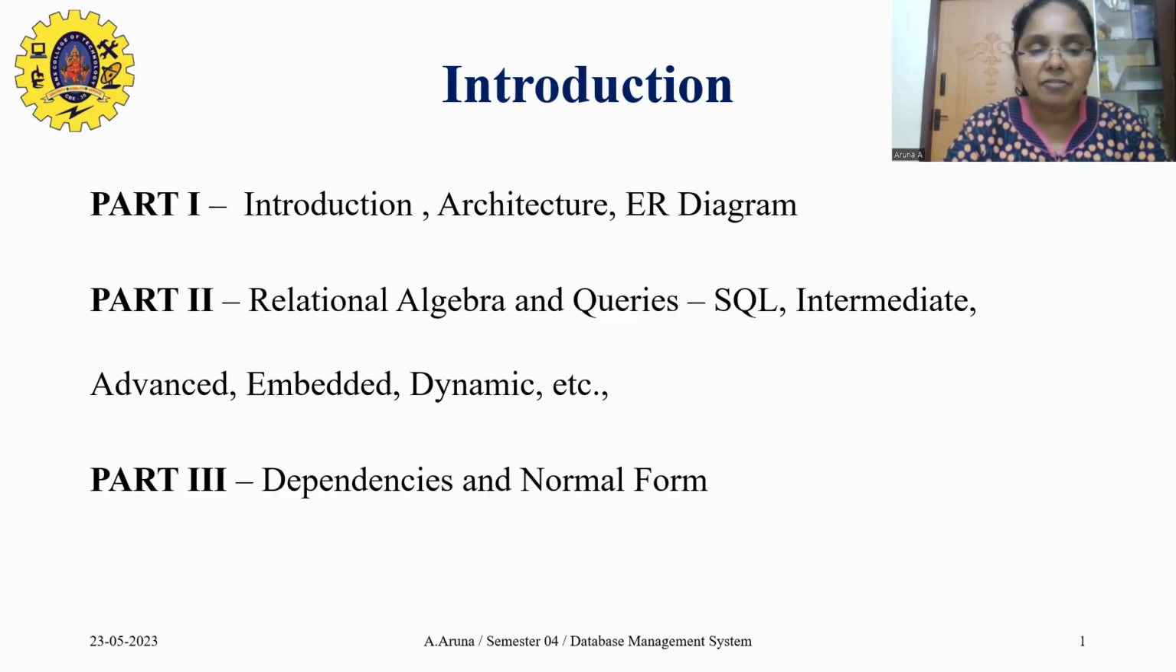In part 3 of my lectures, we discussed dependencies and normal forms, as well as the various types of normal forms: the first normal form, second normal form, third normal form, and fourth normal form. These are the things we discussed in part 3. In part 4, we're going to discuss one interesting topic called the transaction.